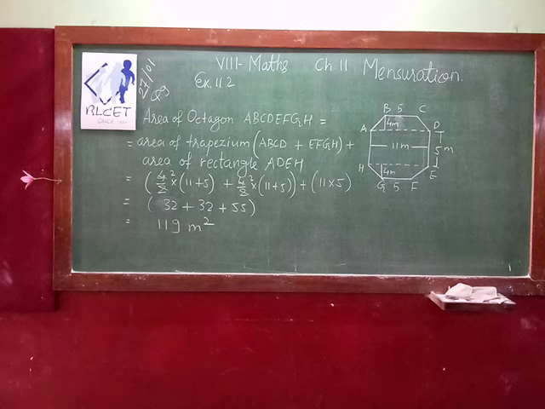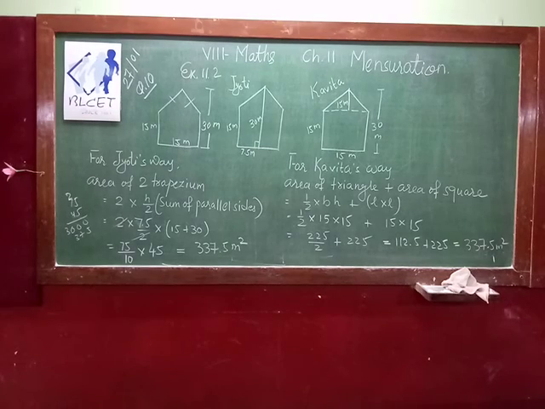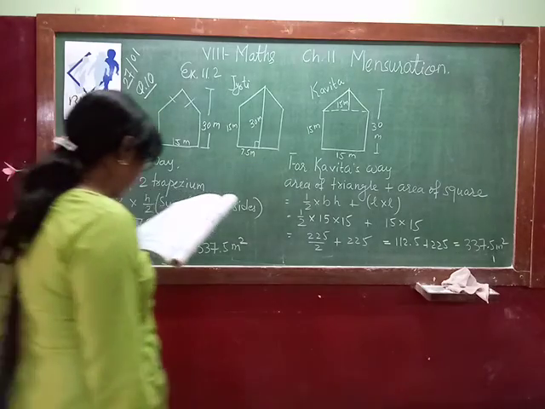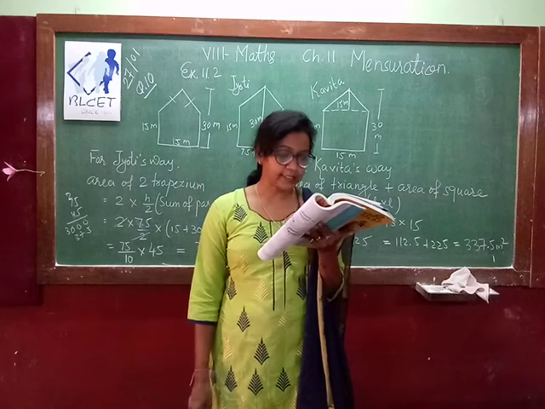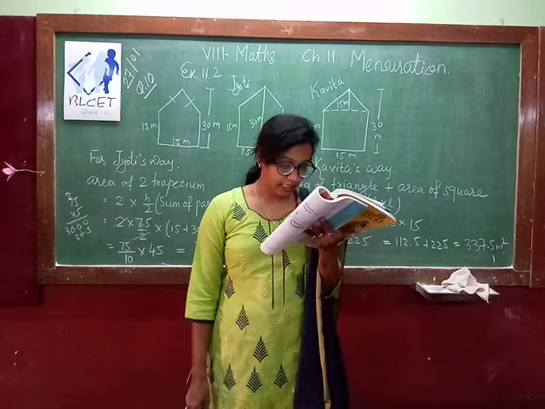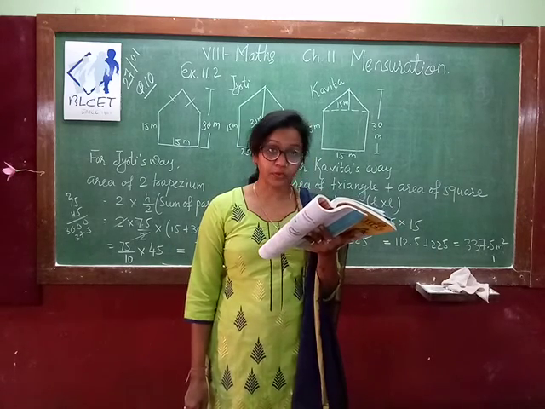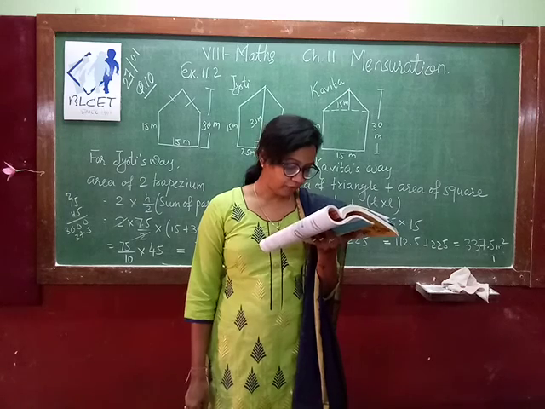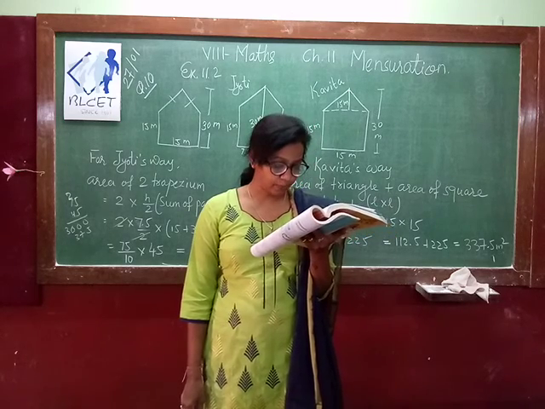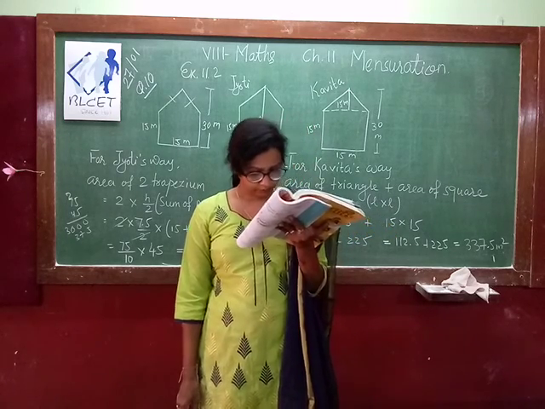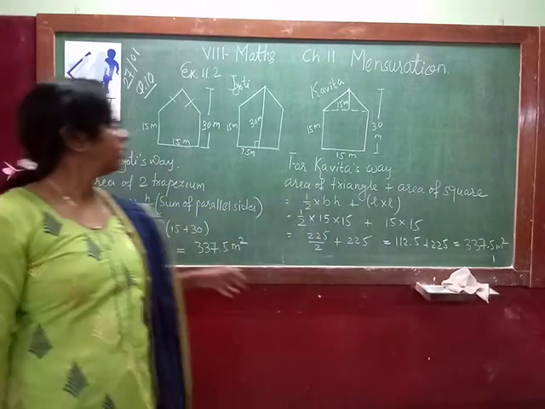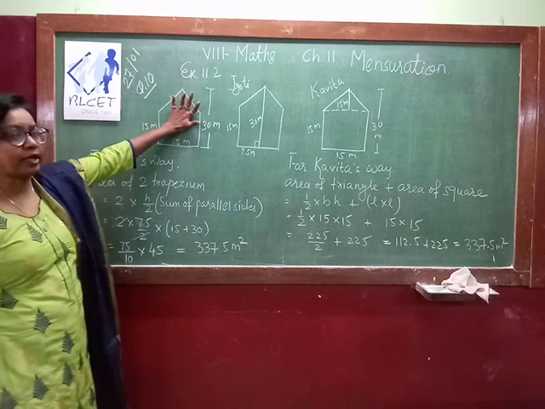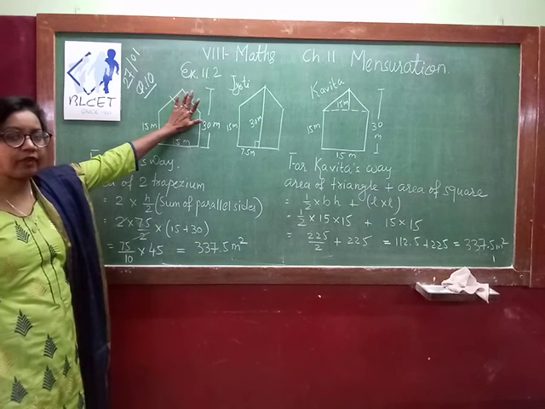Question number 10. See the 10th question. There is a pentagonal shaped park as shown in the diagram. For finding its area, Jyoti and Kavita divided it in two different ways. So for that we have to find the area of this park. Let's see how to solve this. So this is the actual diagram for which we have to find the area.